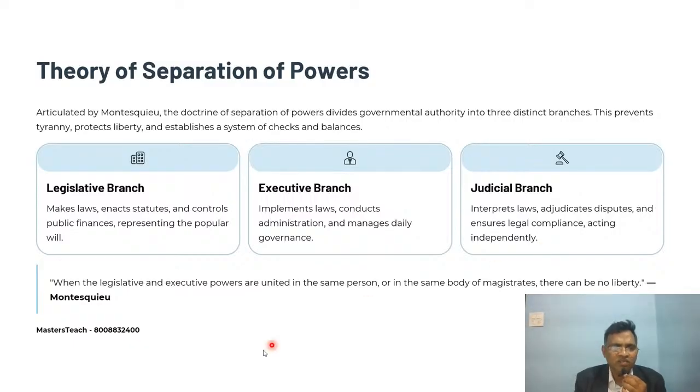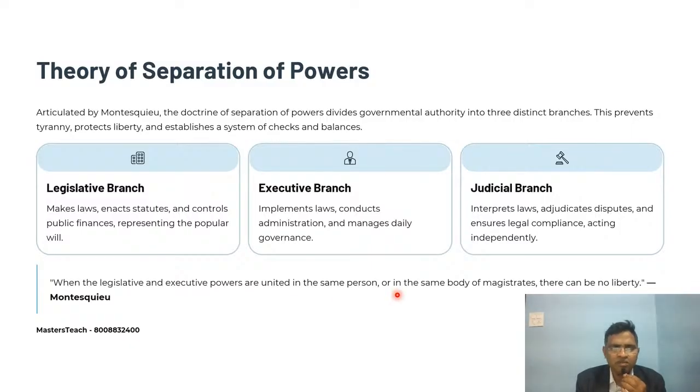So when the legislative and executive powers are united in the same person, or in the same body of magistrates, there can be no liberty. Again I'm reading: when the legislative and executive powers are united in the same person or in the same body of magistrates, there can be no liberty. So as per Montesquieu, there should be three branches: legislative branch, executive branch, and judicial branch.